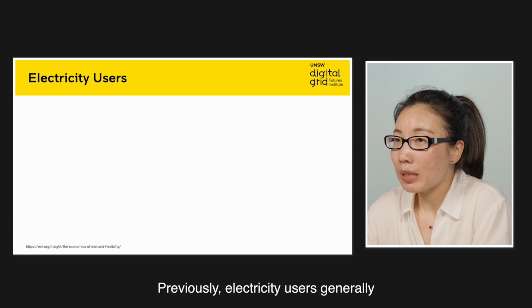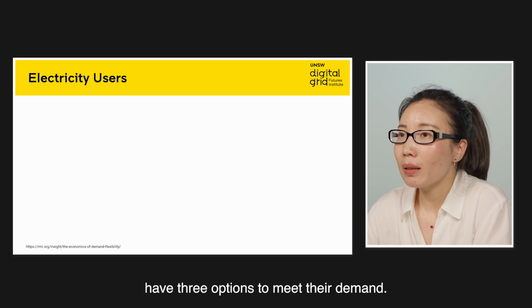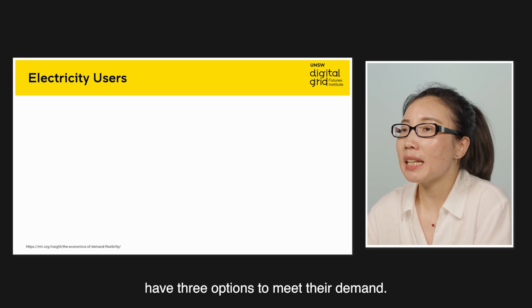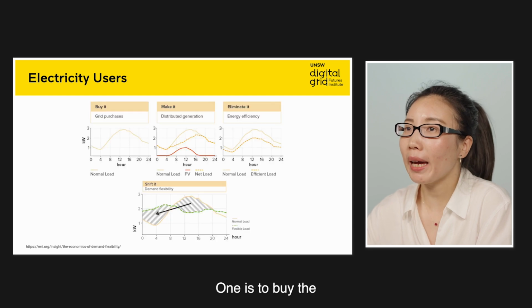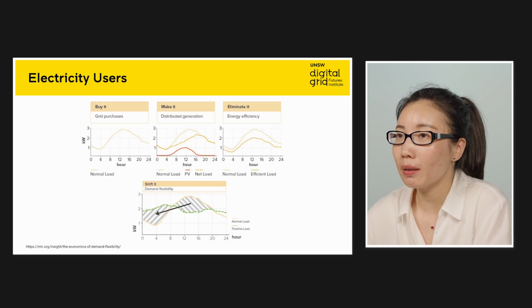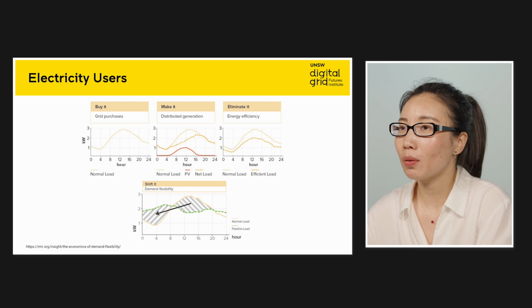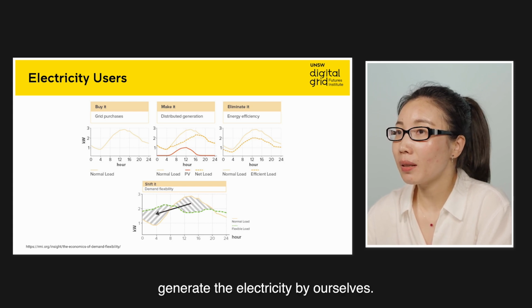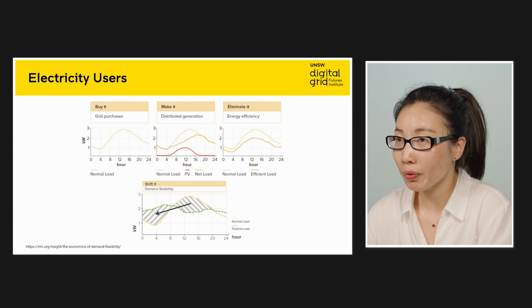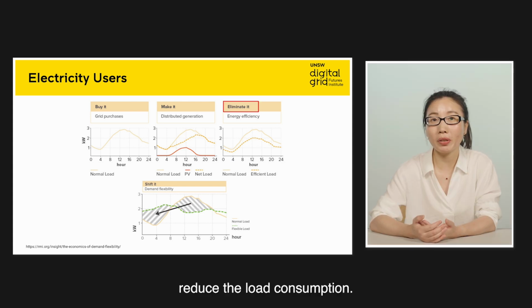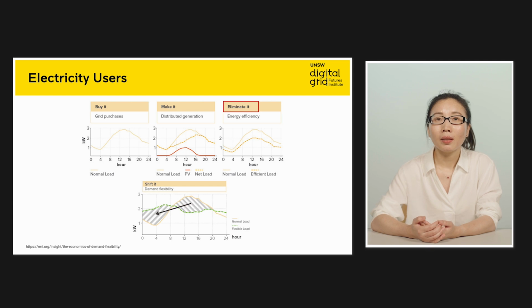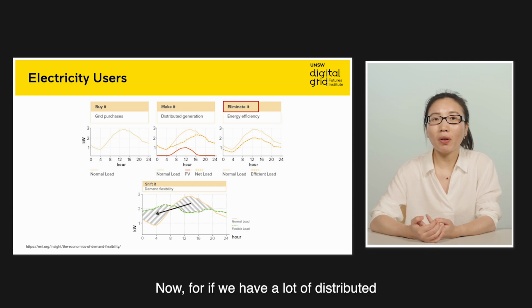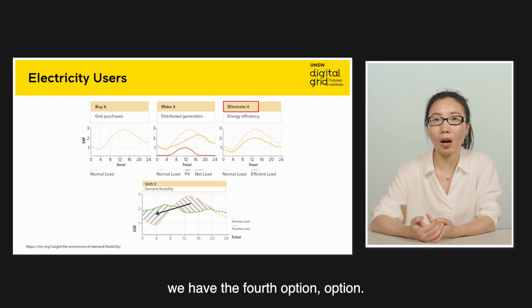Previously, electricity users generally have three options to meet their demand. One is to buy the electricity from the grid. Another one is that we can generate. If we install a PV system, we can generate the electricity by ourselves. And another one is to reduce the load consumption. Now, if we have a lot of distributed energy resources in a smart grid, we have the fourth option.